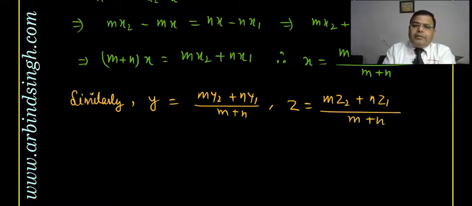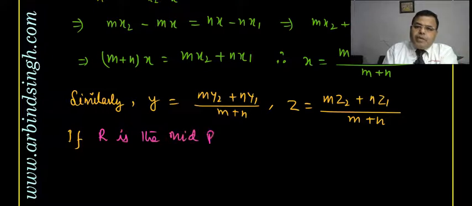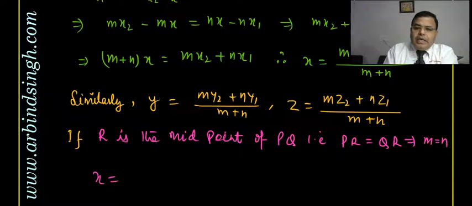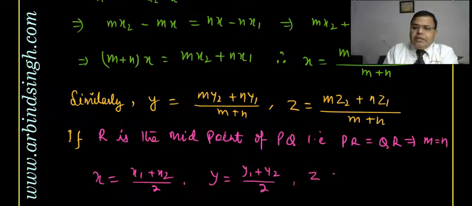Right, so these are the formulas. If R is the midpoint of PQ, that is PR is equal to QR, then m is equal to n, and in that case the x coordinate will be x1 plus x2 by 2, the y coordinate is y1 plus y2 by 2, and the z coordinate is z1 plus z2 by 2.